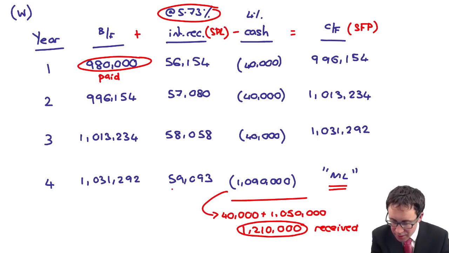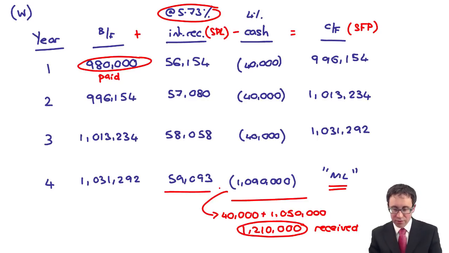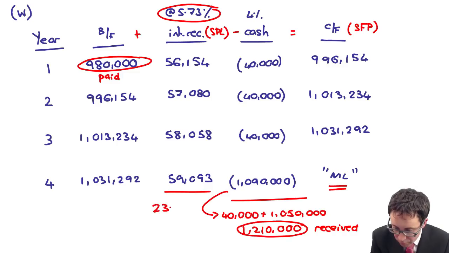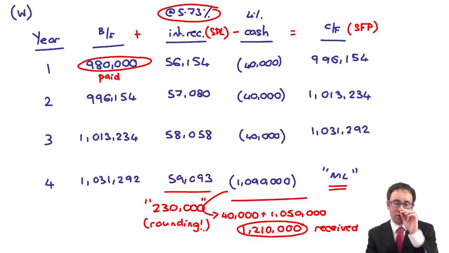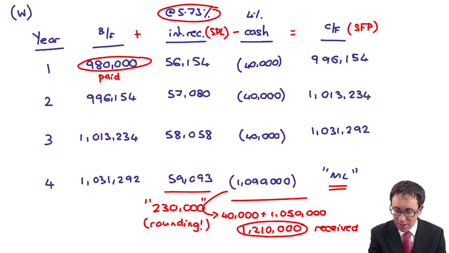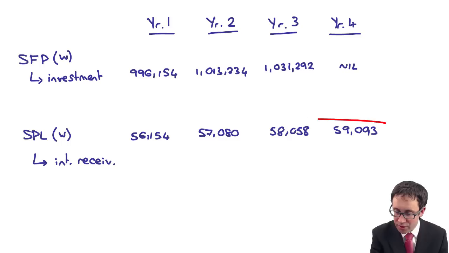And what we've done, this is double magic, 56,154. So let's add up the interest receivable column, plus 57,080, plus 58,058, plus 59,093. If you add that up, it comes to 230,385. It's the rounding is whereby we're out. It comes to the 230,000. That 230,000 is the interest that we have received.